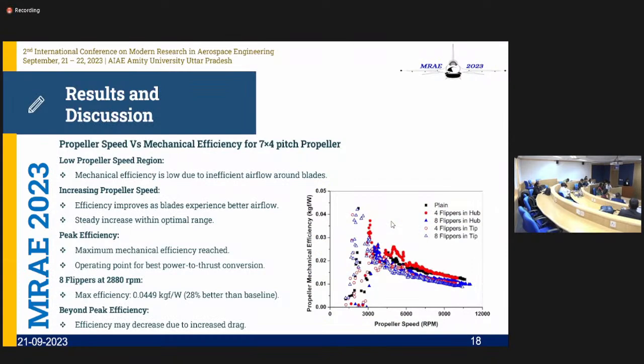Out of these results, we came to know that the propeller mechanical efficiency has improved. You can see that the efficiency may decrease due to the increase of drag, and maximum efficiency has been reached, and the operating point for the best power to thrust conversion is at this point.